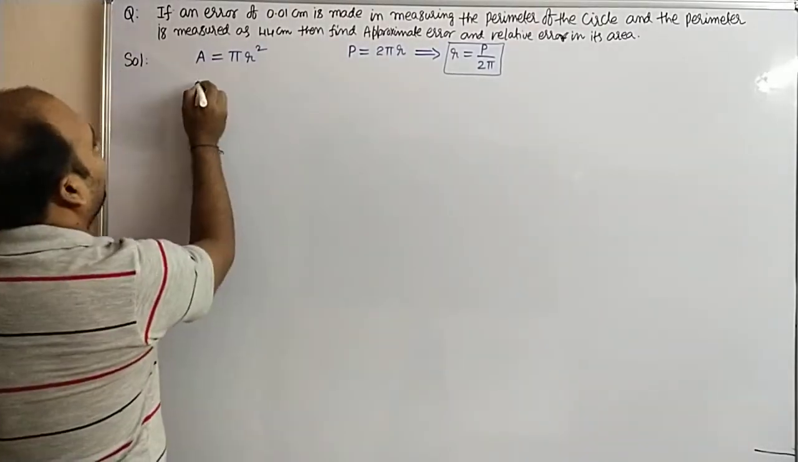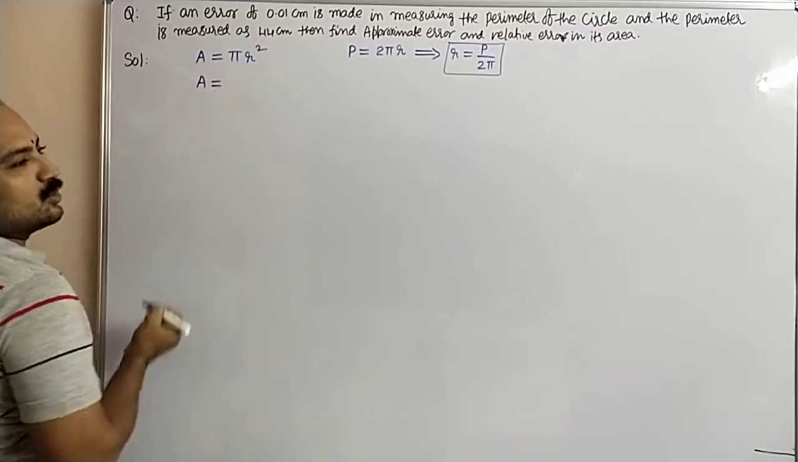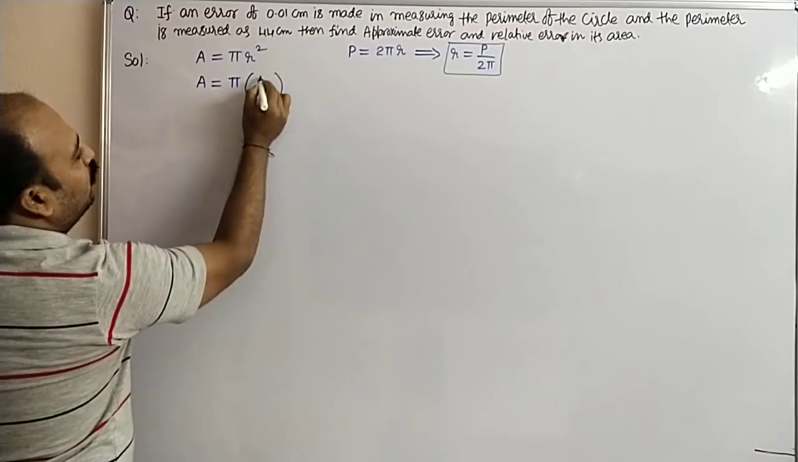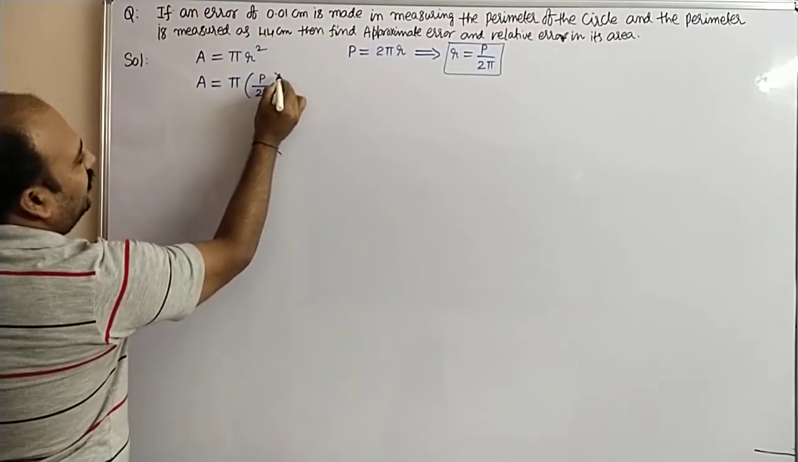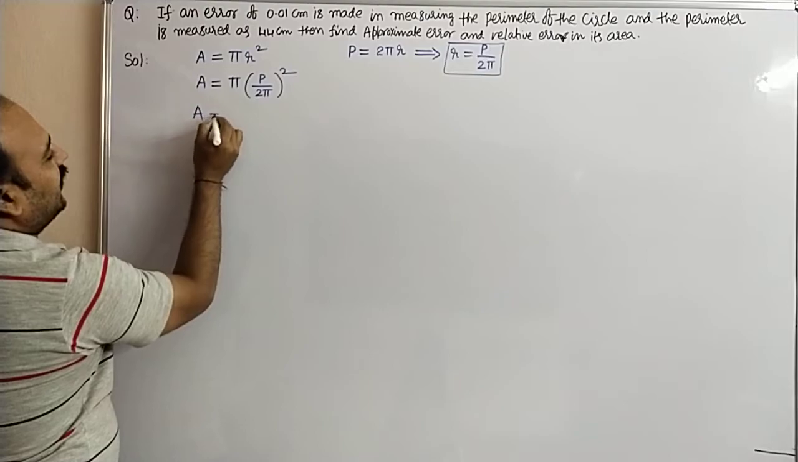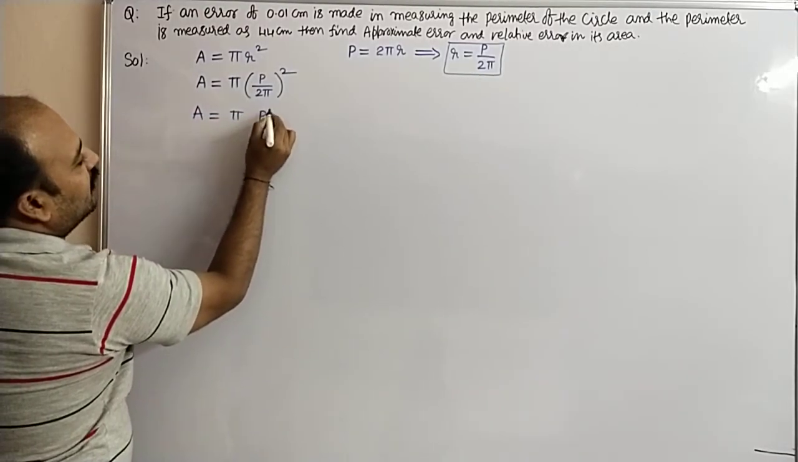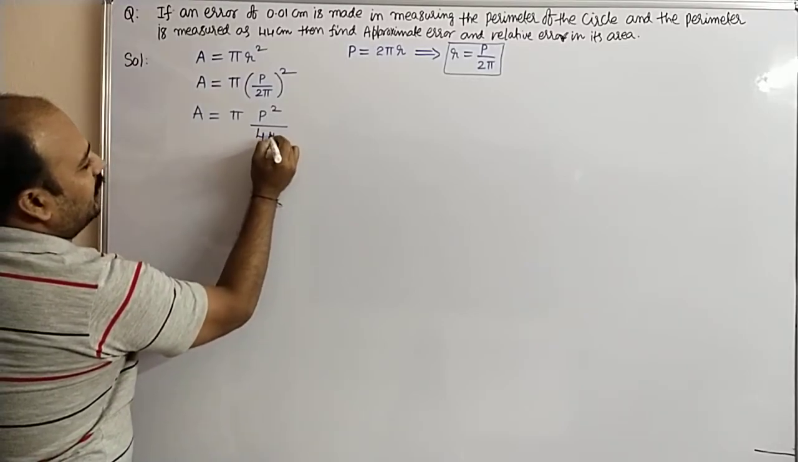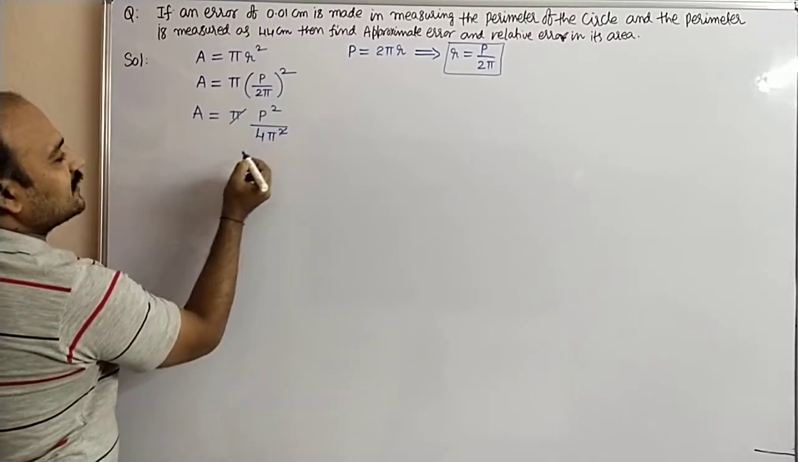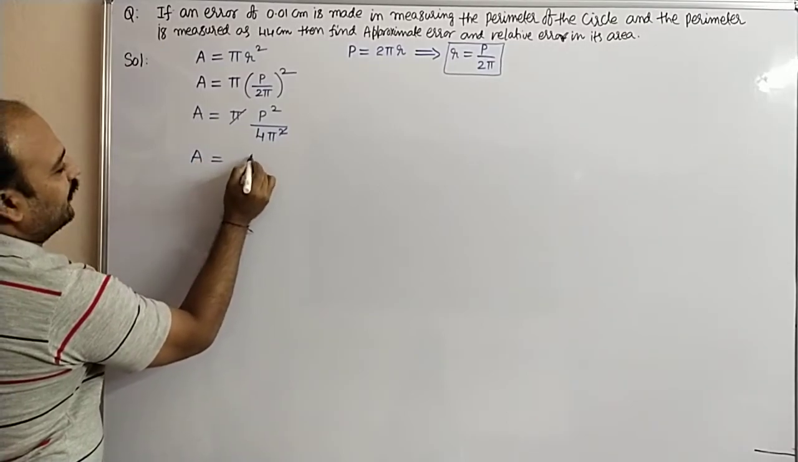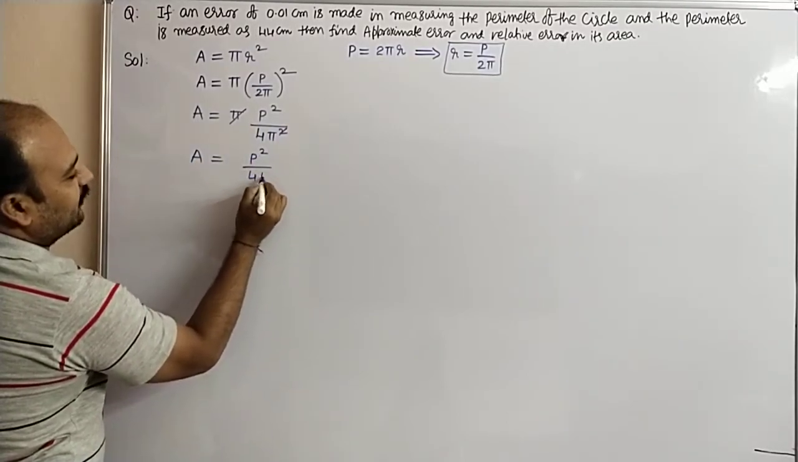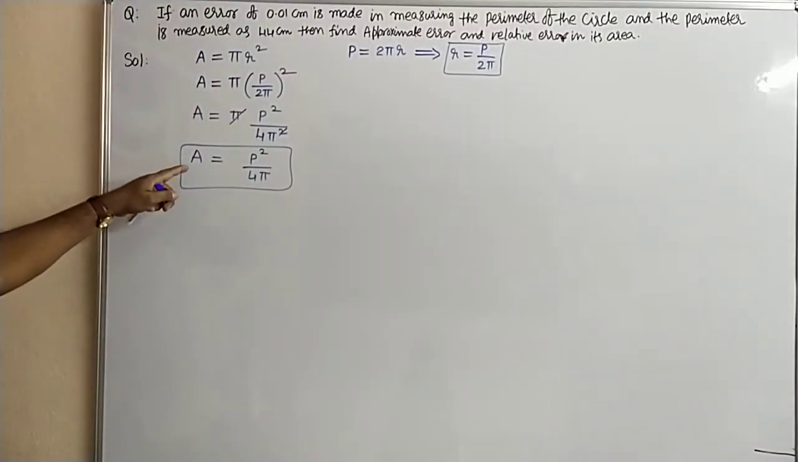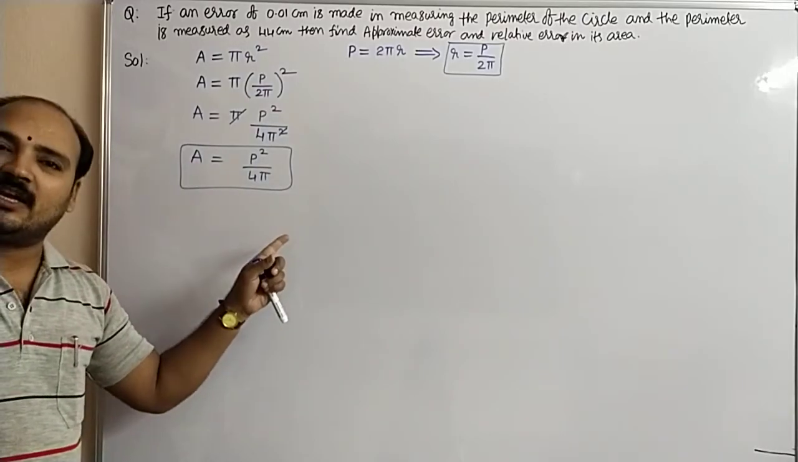So now the area of the circle A equals pi into, in place of R, P by 2 pi whole square. Now simplify: A equals pi into P square divided by 4 pi square. So one of the pi cancels. A is equal to P square divided by 4 pi. This is the relation between the area of the circle and the perimeter of the circle.